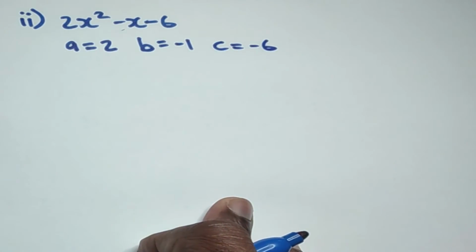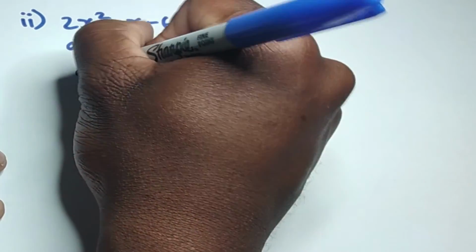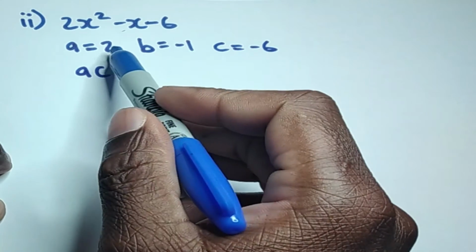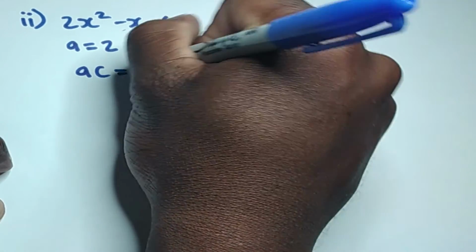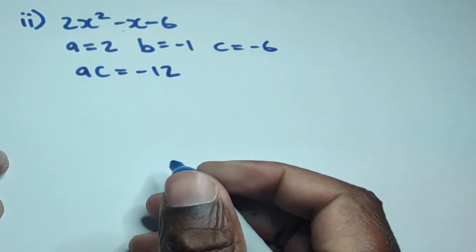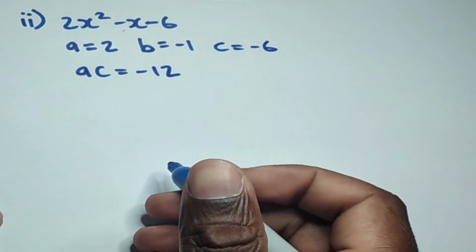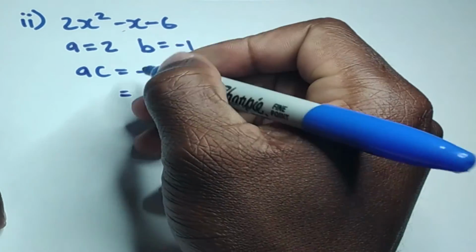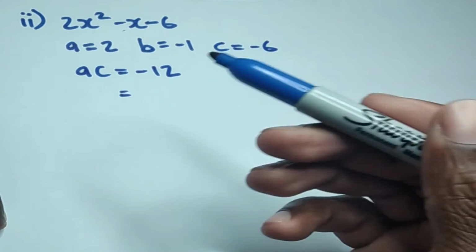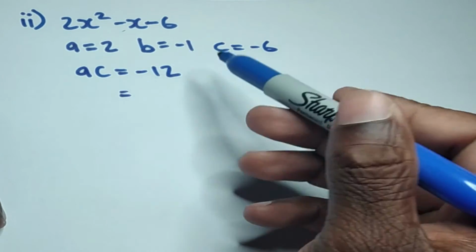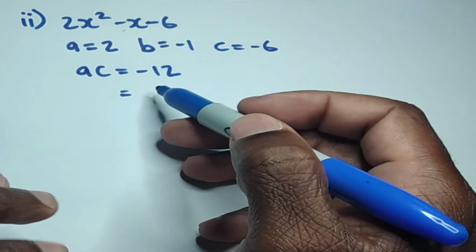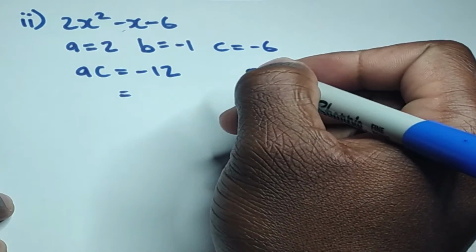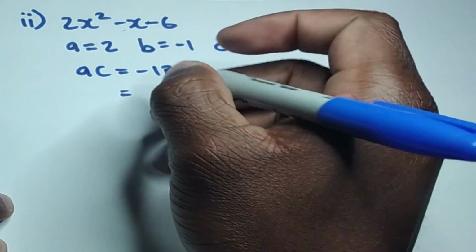Now, what do we need to do? We need to find our AC. How do we do that? Again, we find the product of our A and our C value. So 2 times negative 6 will give us negative 12. Now we want to find which two numbers we can multiply to get negative 12, and when we add or subtract those numbers, we'll obtain negative 1. And being that B is negative 1, that tells us that the larger number we're looking for must be a negative number.